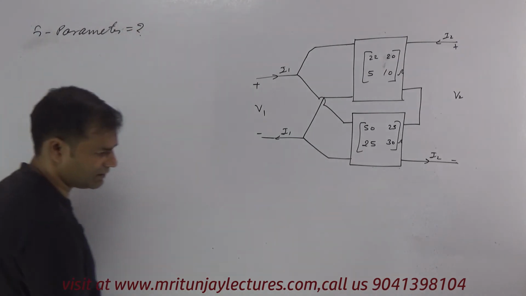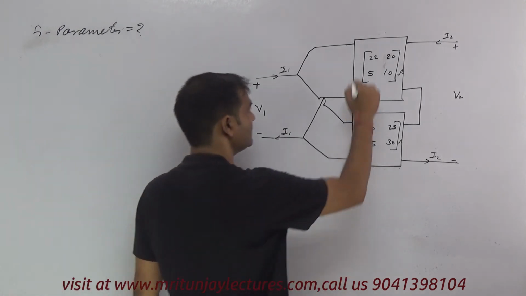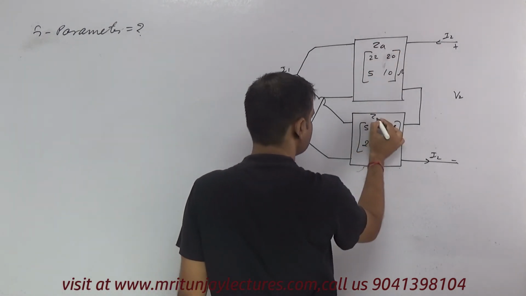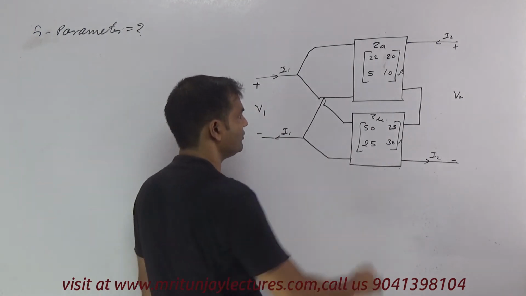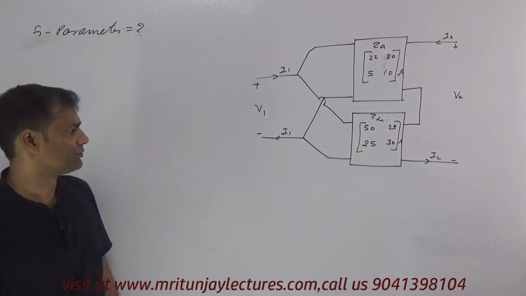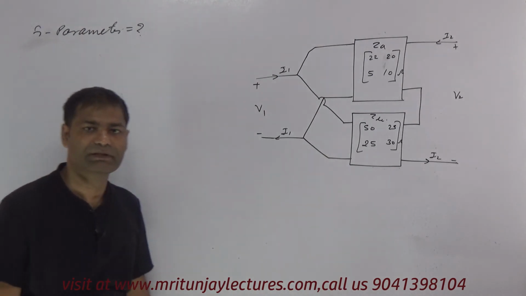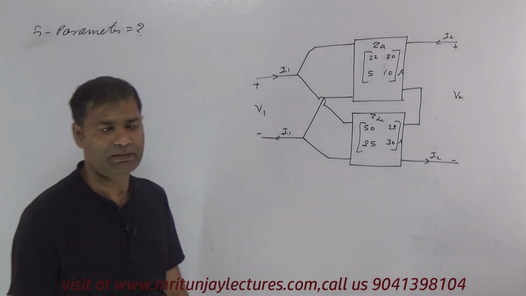You can determine the G parameter. This is ZA and this is ZB, given in the question, both in ohms. Clear? So first of all, our motto is to determine the G parameter corresponding to the question.